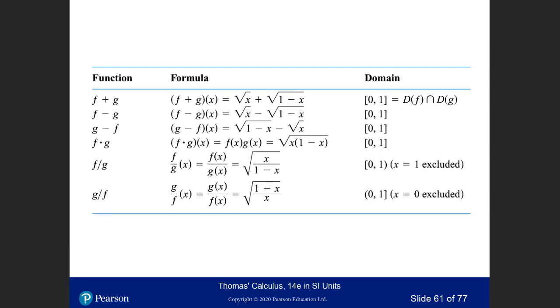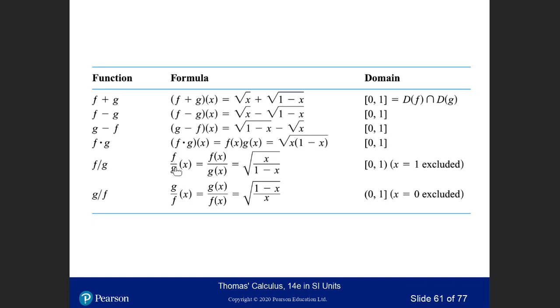Let's continue. Let's look at this example now. We have again f is the square root of x, and g is the square root of 1 minus x. If you add the two functions, that's the domain, as we said before. If you subtract, again, that's the domain, there's no problem. And g minus f is also the same domain. And g multiplied with f is the same domain.